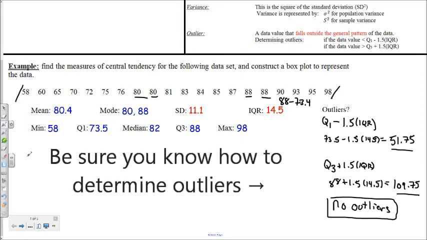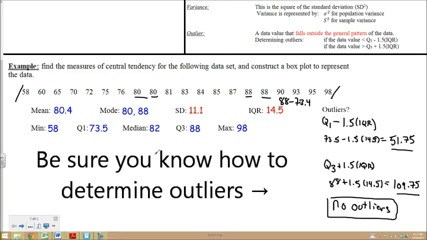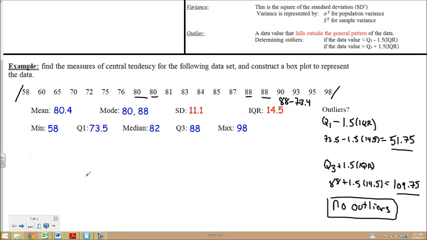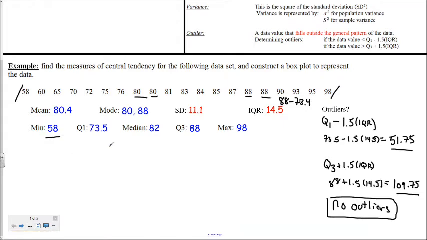Okay. Now, another way we can represent this data, once we've calculated these statistics, is with what's called a box plot. A box plot is a graphical representation of the distribution of the data. To create a box plot, I'm going to note what my minimum value is and what my maximum value is. So all of these numbers range somewhere between 58 and 98. So I'm going to make a scale between 50 and 100, which is a large enough scale that it would encapsulate all of my data values.